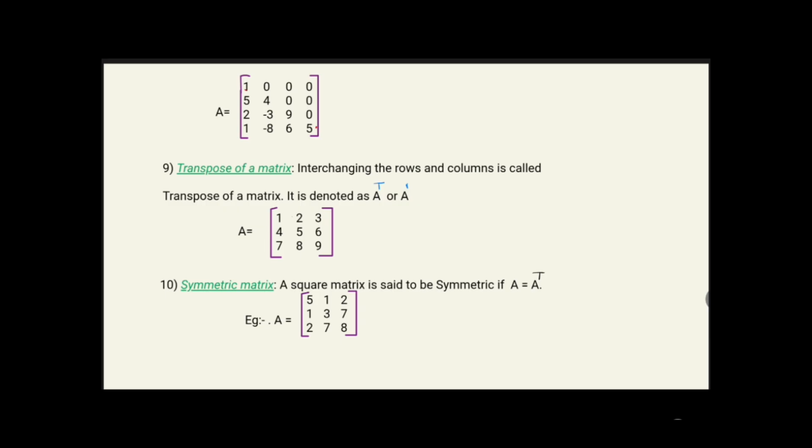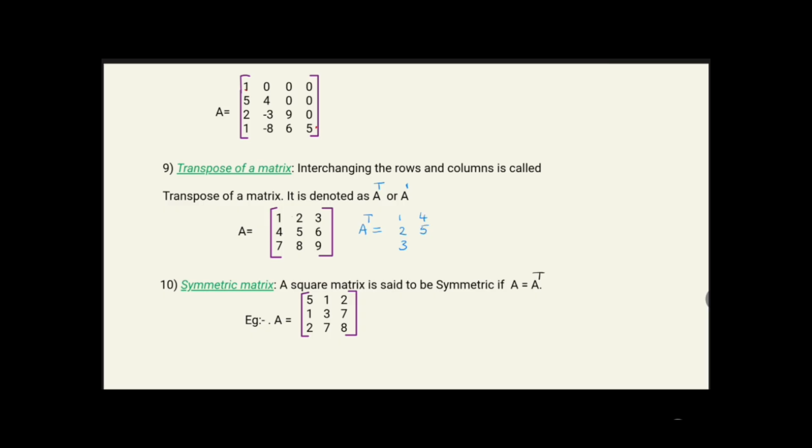Okay, we will represent it as A transpose or A dash. For example, here the matrix is given as 1, 2, 3, 4, 5, 6, 7, 8, 9. I will write down A transpose for this. What is the first row? First row is 1, 2, 3. That I will write down as a column here: 1, 2, 3. Next, second row is 4, 5, 6.